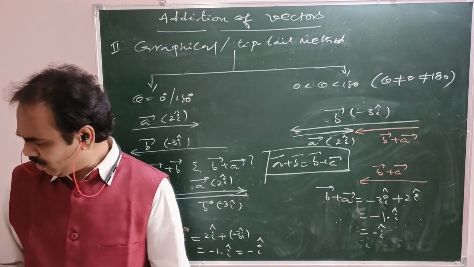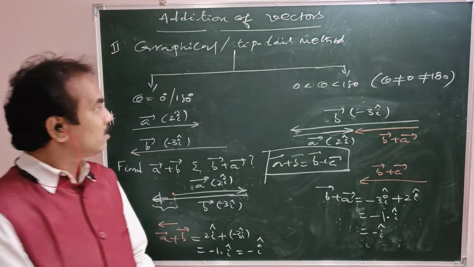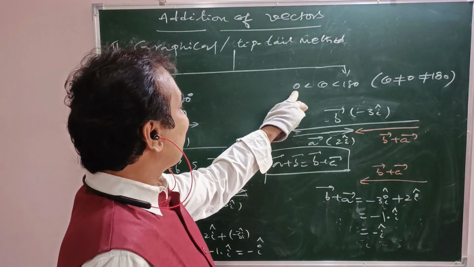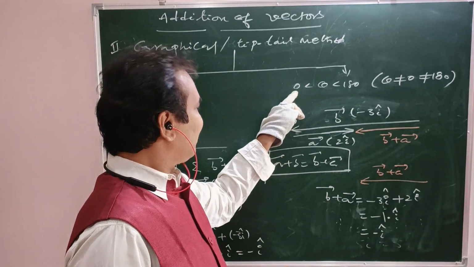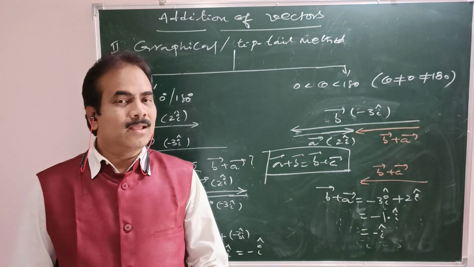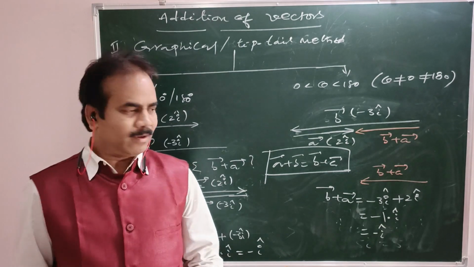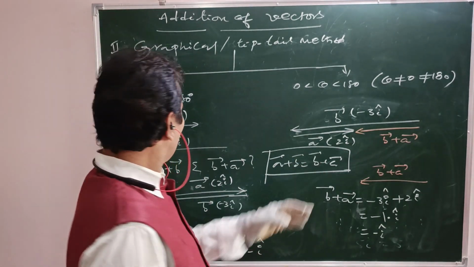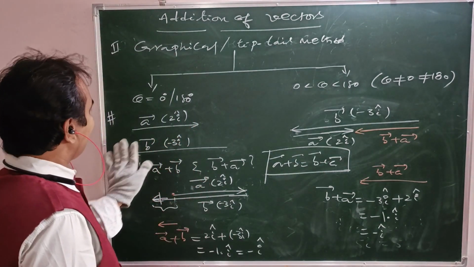Okay. Now coming to the other case. What is the other case? When the given vectors are inclined at an angle other than 0 or 180, meaning the given vectors are not parallel, not anti-parallel, but at some other angle. Now let us see how the given vectors are added.